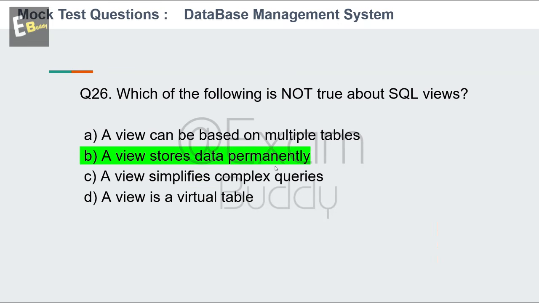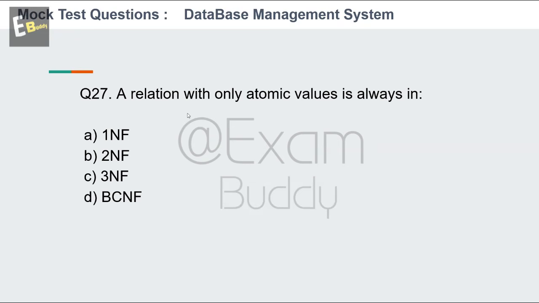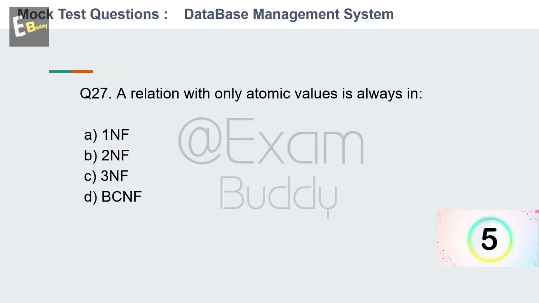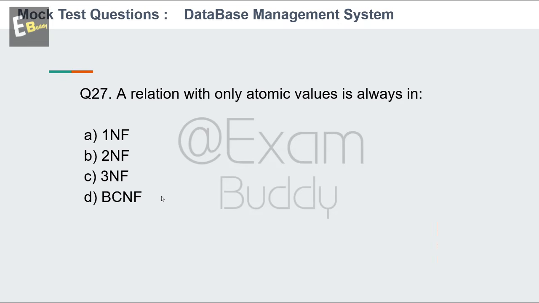Now let's go to question number 27. A relation with only atomic values is always in. These are the options: 1NF, 2NF, 3NF, BCNF. So your time starts now. And the answer is A, 1NF.